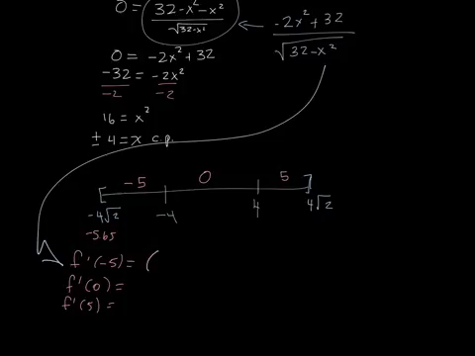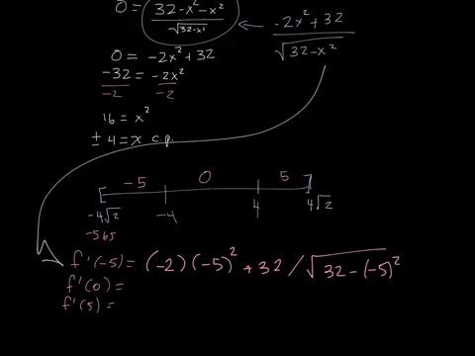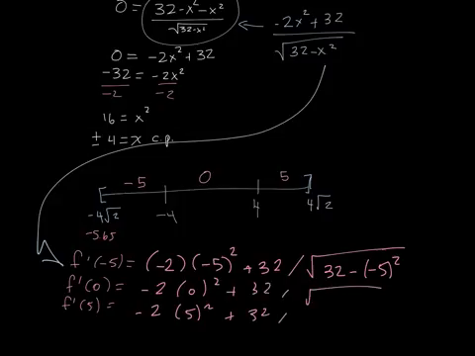So I have -2x, which is -5, squared plus 32, and then all of this divided by 32 minus -5 squared. And I do the same thing for each one of these. So I'm plugging in 0, I'm plugging in 5, and then 32 minus 0 squared and 32 minus 5 squared.